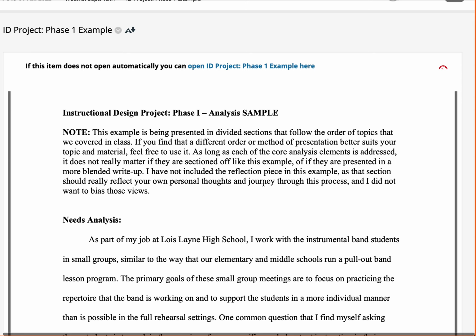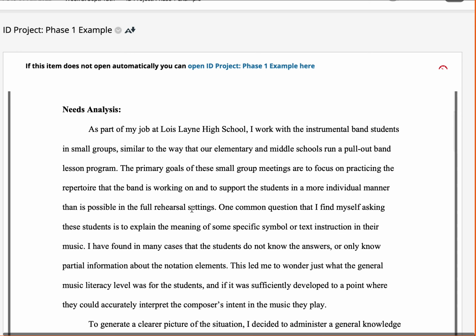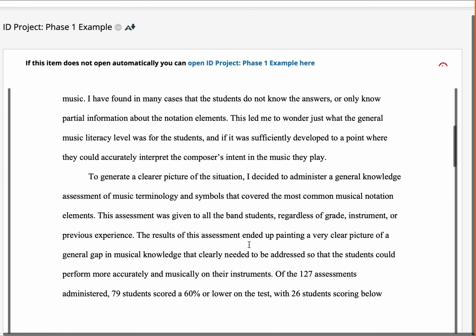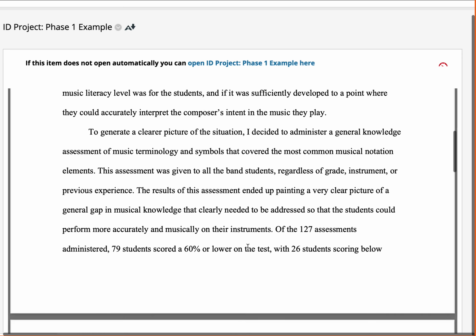So what I pulled up here is the sample document that I put in last week, just to give an idea of what this phase 1 might look like. For this one, I decided to keep all 4 subtopics separate with headers. I started off with a needs analysis, and in this case, the students on an assessment were not showing that they understood music literacy, music terms. So that was the problem that I identified.